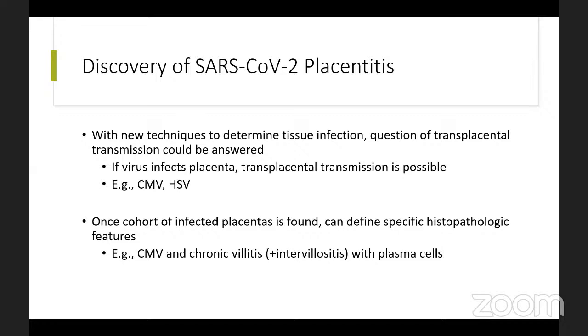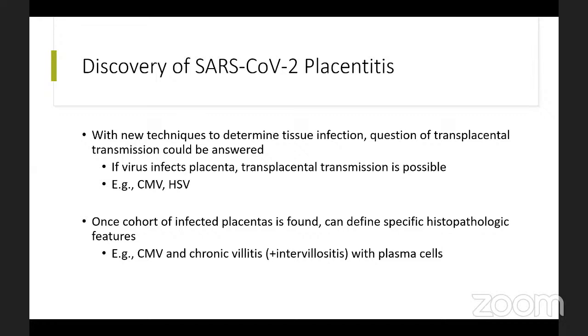Specifically, to say that something is caused by transplacental transmission, you need to first prove that mom and baby end up being infected, with the infant being infected less than 24 hours, usually, after delivery. But more specifically, you need to actually find that the virus can infect the placenta itself. Examples of viruses that do this that we've known about for a long period of time are CMV and HSV.